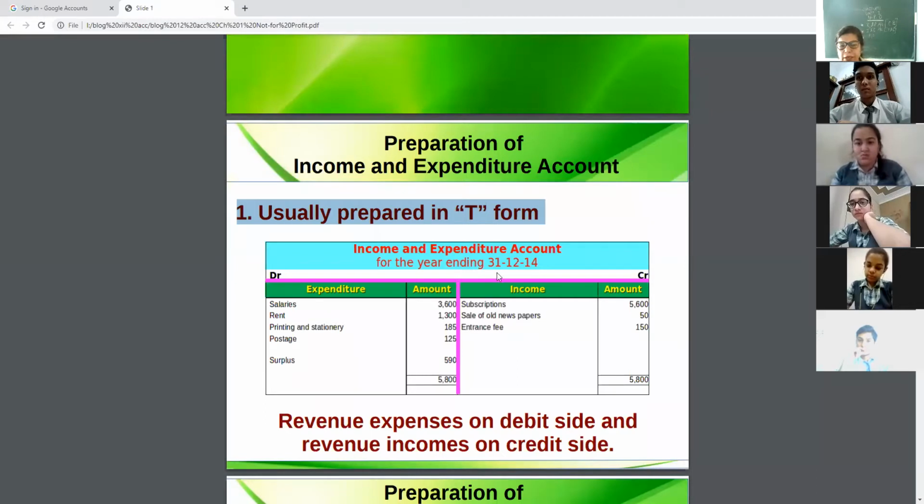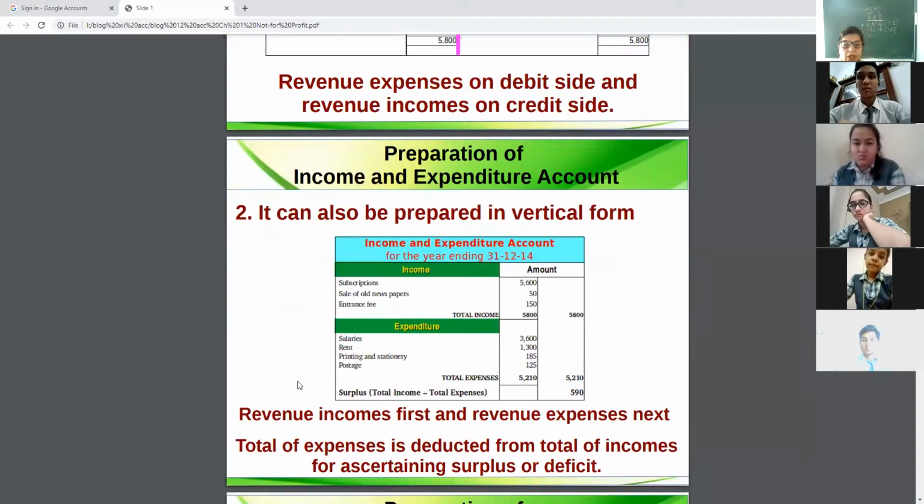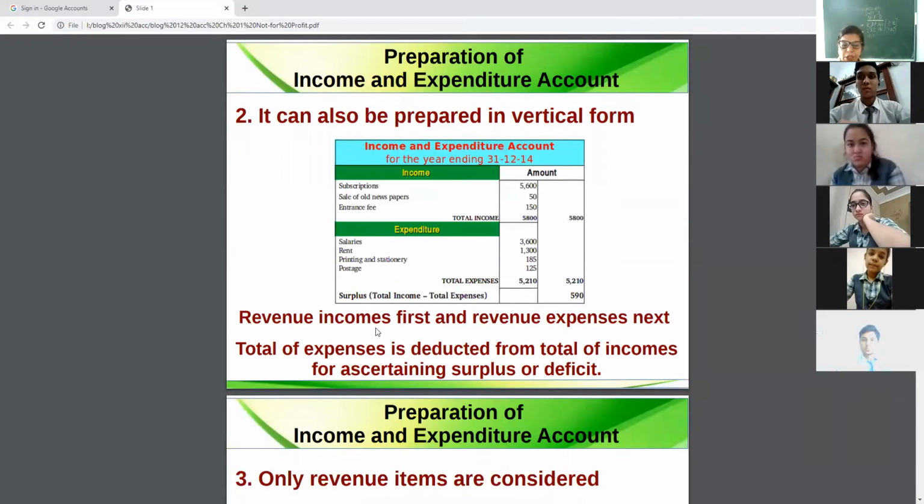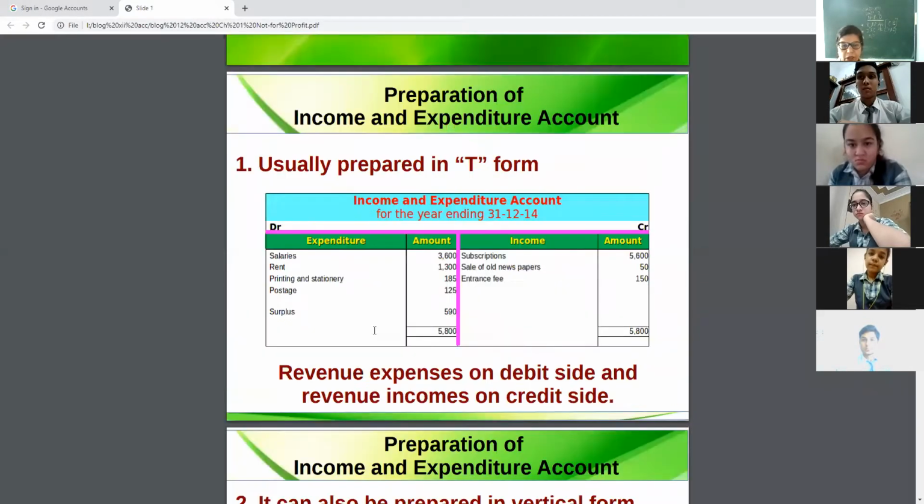Generally, it is prepared at the end of the year, maybe financial year, maybe calendar year. Generally, it is now fiscal year. Credit side is for income, debit side is for expenditure, and the balancing figure is termed as surplus. It can also be prepared in vertical form, but generally it is suggestible to prepare in T-shape because in NCERT or in CBSE guideline, it is given clearly that income and expenditure account should be prepared in T-shape.